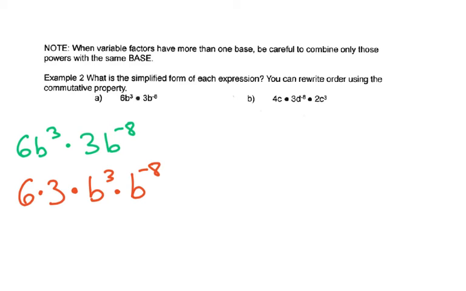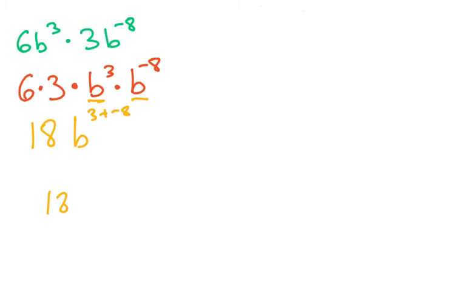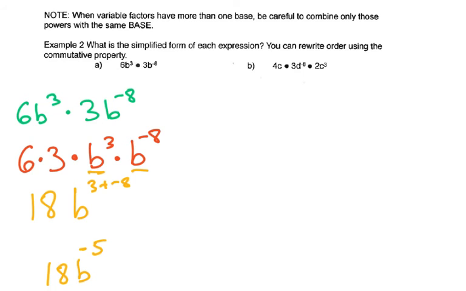And the reason I'm doing that is just to make it a little clearer on the eyes that 6 times 3 is 18. And then what do we do when the bases match up? Well, we're multiplying, so we can add the exponents. So this is going to become 18b to the negative 5th, which is fine to leave as that, or you can rewrite this as 18 over b to the 5th. Okay. Well, let's look at the next one.